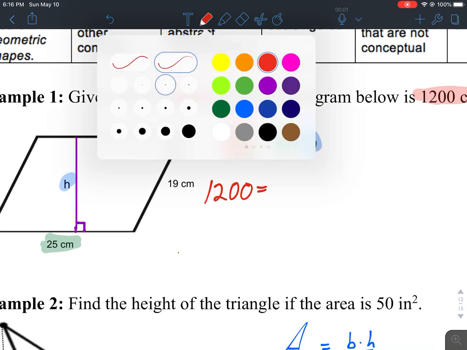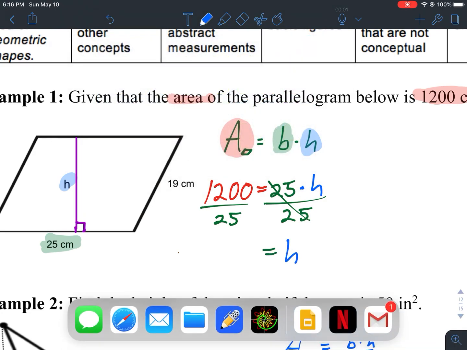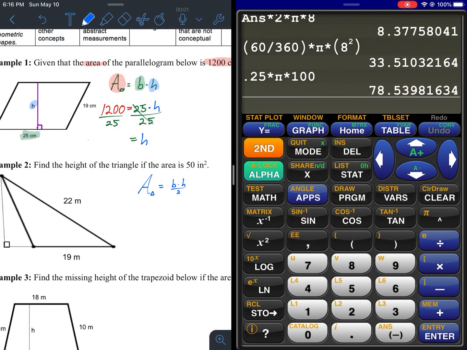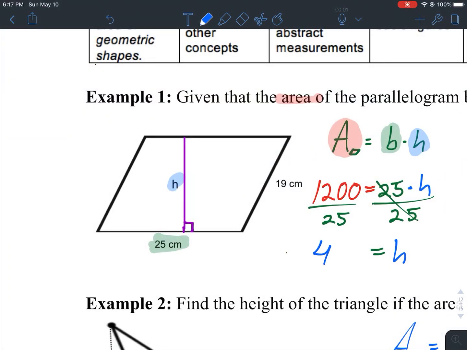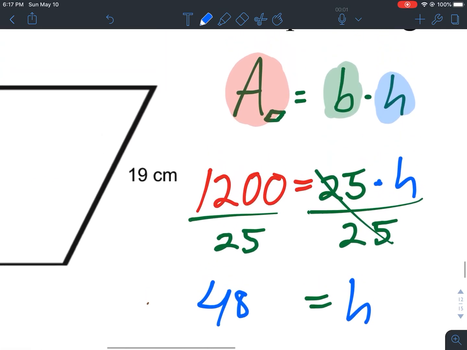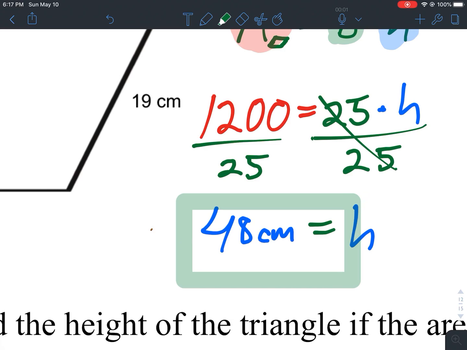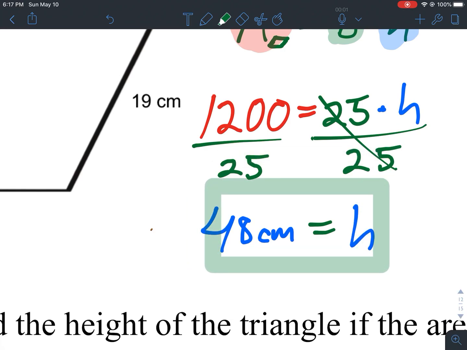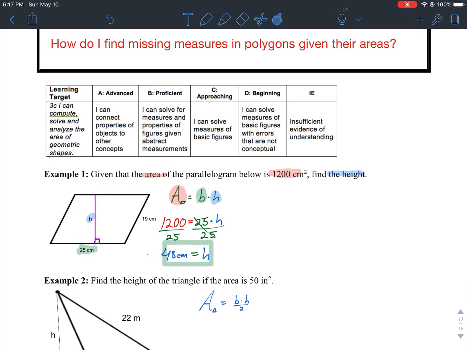So 1,200 equals the base, which is 25, times the height, which is what we're trying to figure out. If you want to get h by itself, we need to divide by 25 on both sides. And we solved our height. 1,200 divided by 25 equals 48. So the height is 48 centimeters. That is how we find any missing measures for a parallelogram.